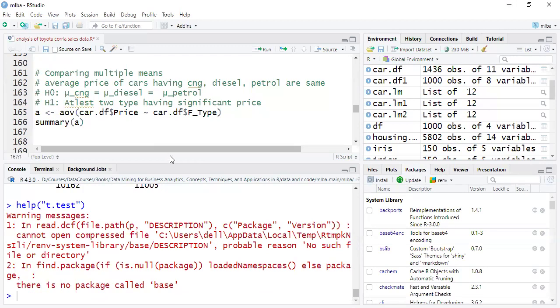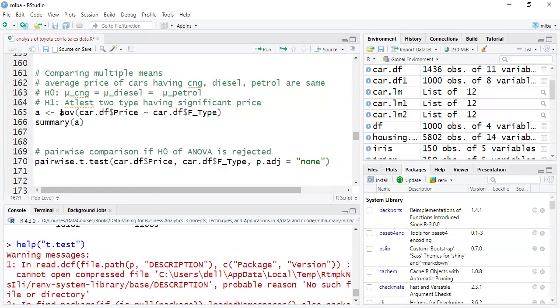Now, moving next, that is AOV. AOV stands for what? ANOVA, analysis of variance. ANOVA is an F test. It is not a T test, it is an F test. F is the statistic. The purpose of ANOVA is what? Comparing three or more means.